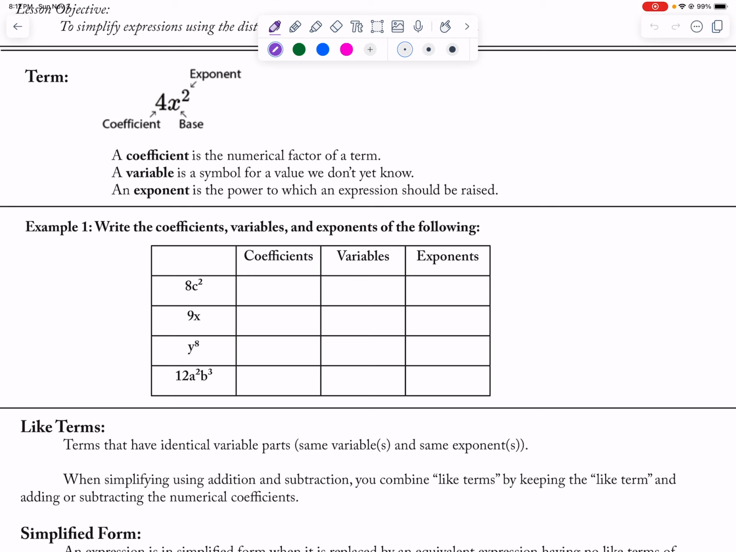Not like I'm going to test you on them, but it becomes your common language when you talk about something. So the coefficient is always the number in front. The base is always the variable, which is x. And your exponent is obviously the power. So when I look at identifying coefficients, variables, and exponents, that would be 8c and a squared, 9x to the first power, 1 because there's nothing in front of my y, and then to the 8th power. My coefficient is the number in front, which is 12. My two variables are a and b, and my exponents are 2 and 3.